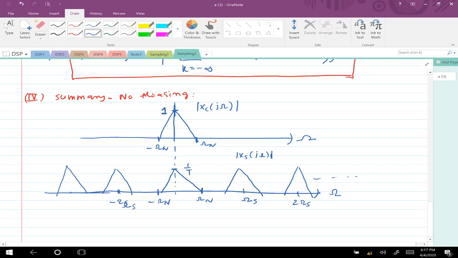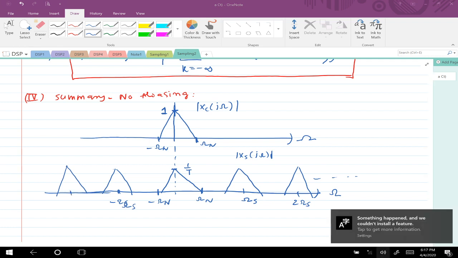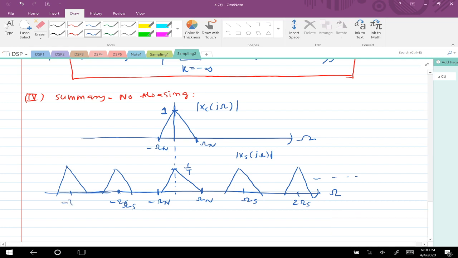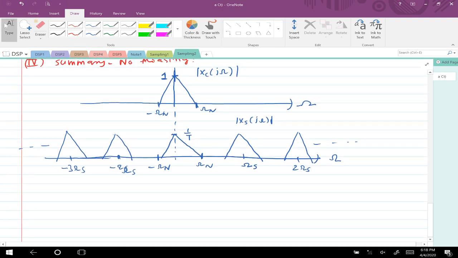And one more here, minus 3 omega s, and so on. This is as far as xs of j omega is concerned. So in this class we have gone one more step ahead, and where did we end up?